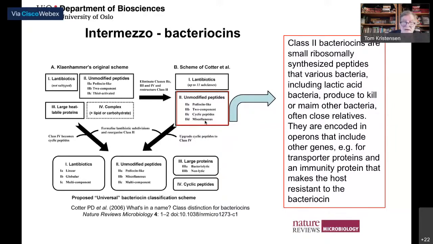And they are genetically encoded, and they occur together with other genes in the same operon, genes which are responsible for the transport of the bacteriocin out of the cell, and also a protein which will make the host, the one who is producing the bacteriocin, resistant to the bacteriocin itself, an immunity protein.